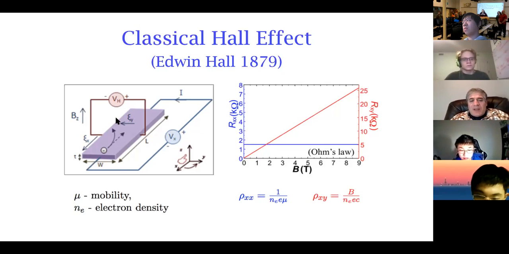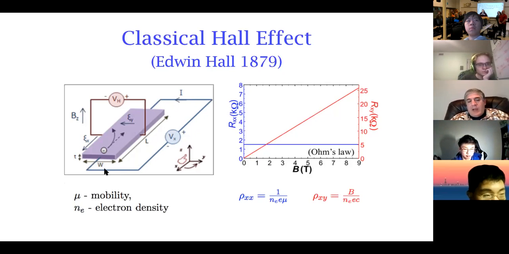So the idea is the following. Suppose that you have a piece of material, and you send current through this material. And you can measure the voltage drop along the material. And you divide voltage by current, and that's called resistance, right?